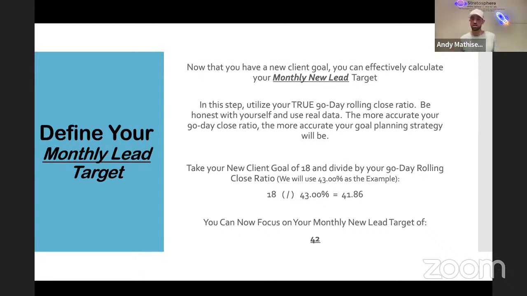So it says here, be honest with yourself, use real data. Like, what is your actual close ratio? The more accurate, the better. So take your new client goal of 18. I need to get 18 clients this month and divide it by your 90-day closing ratio.